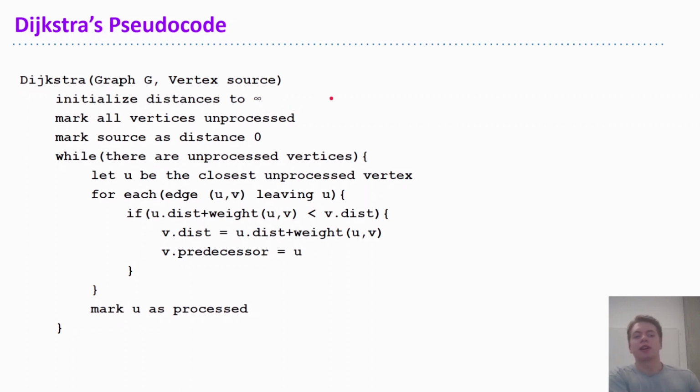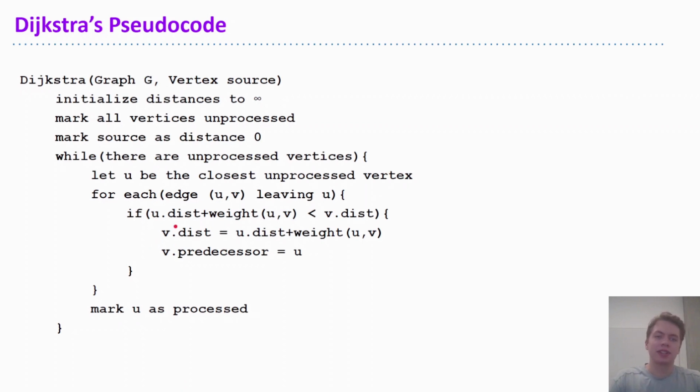And then next, we mark all vertices as unprocessed, just like in BFS and DFS. And we update the distance of the source vertex to 0, since our starting vertex is a distance 0 away from itself. And then while there are unprocessed vertices, we'll pluck the closest unprocessed vertex off of our priority queue. We'll explore all of the edges going out of the closest unprocessed vertex, and we'll update its distance.